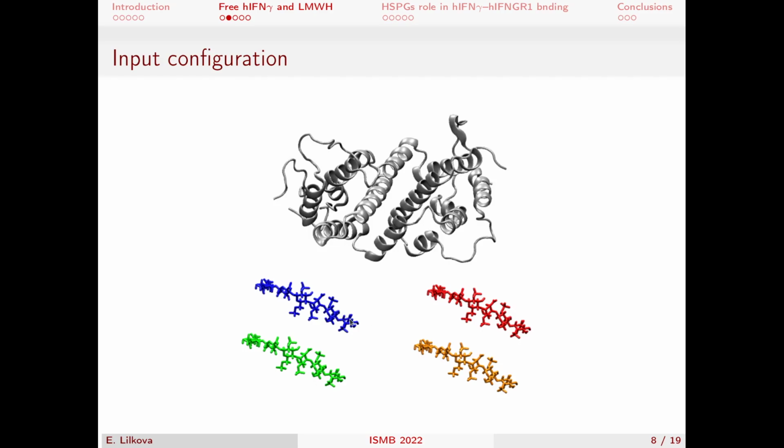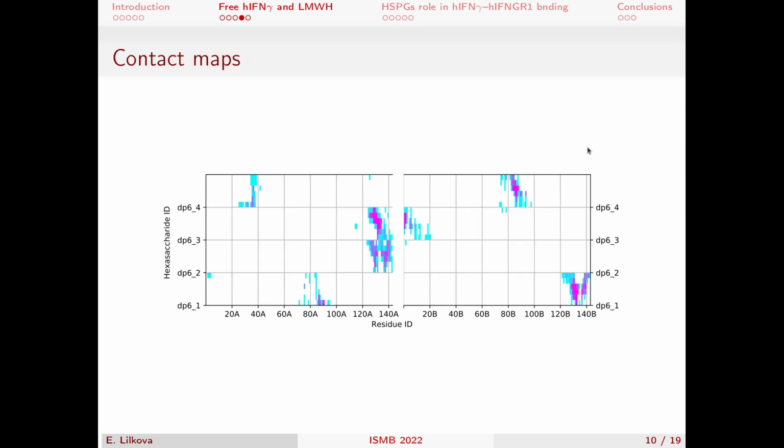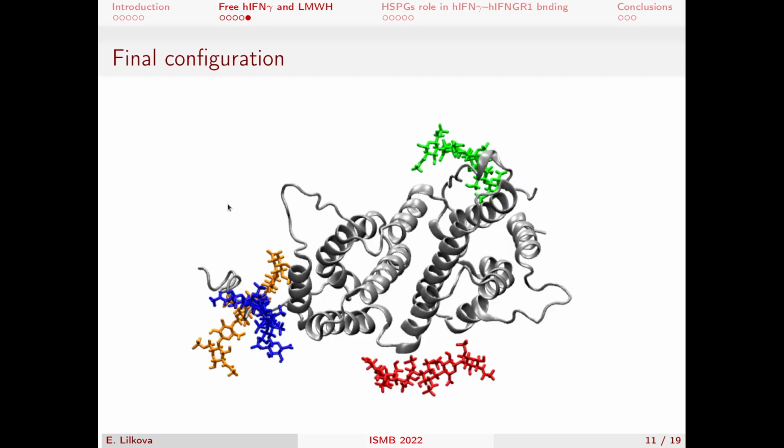We placed four such chains in the vicinity of the C-terminus of interferon gamma, and we found that all four chains bind very quickly to the interferon gamma molecule. This is the number of contacts between the oligosaccharides and the cytokine. As you can see, here the fourth chain associates to the globule of the cytokine, and the number of contacts saturates. Contacts are primarily located in the C-terminal tails of the two interferon gamma monomers, here and here, and also some positively charged, solvent exposed domains of the globule.